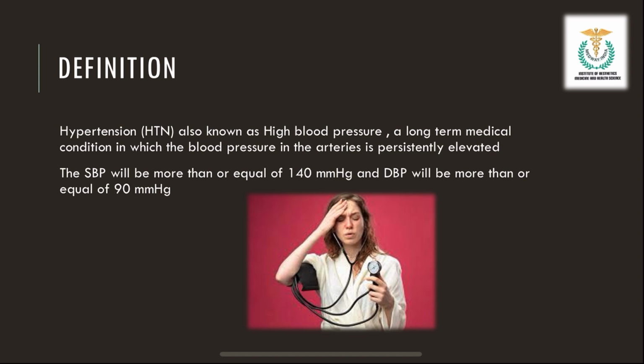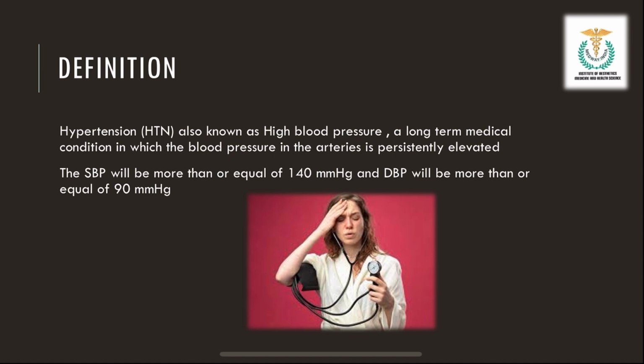Hypertension is another word for this common condition, where the SBP, that is systolic blood pressure, will be more than or equal to 140 mmHg, and DBP, that is the diastolic, will be more than or equal to 90 mmHg. Blood pressure is the measurement of the pressure or force of blood pushing against the blood vessel walls.